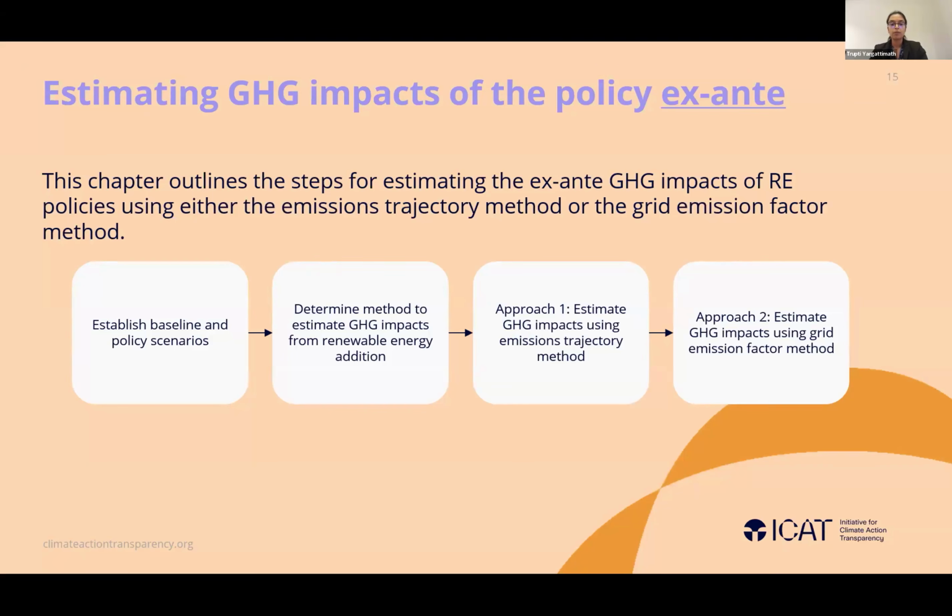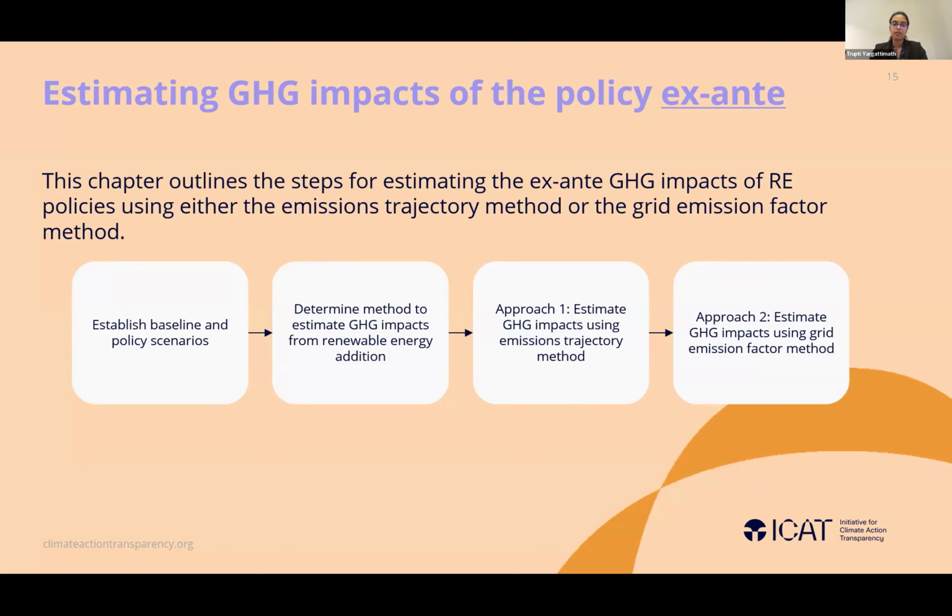Before choosing an approach, we first need to define 2 scenarios. The baseline scenario, which will represent what is expected to happen without the policy in place, and the policy scenario, which represents what is expected to happen with the policy in place. And the difference between emissions between these 2 scenarios gives us the GHG impact, which we can attribute to the policy. Once these scenarios are established, we can select the most appropriate method for estimating the GHG impacts.